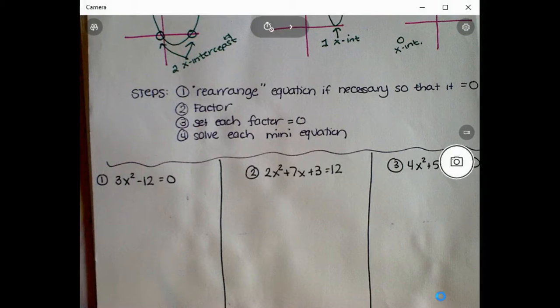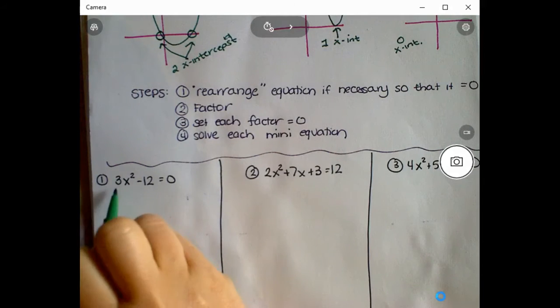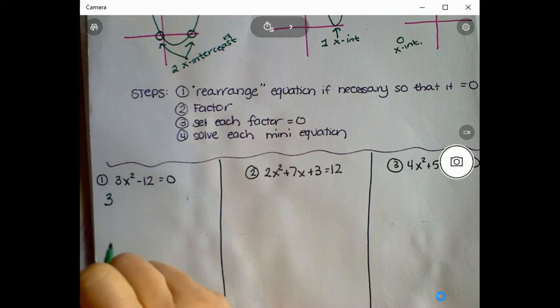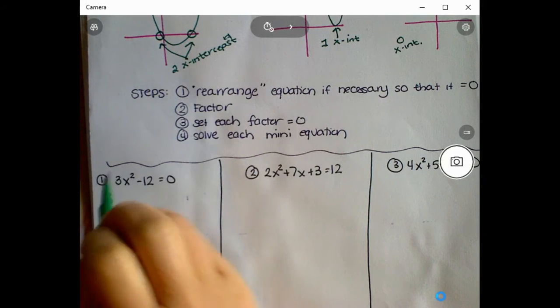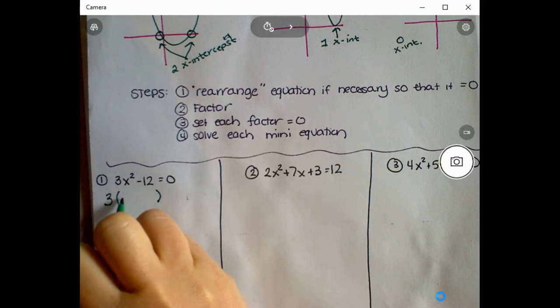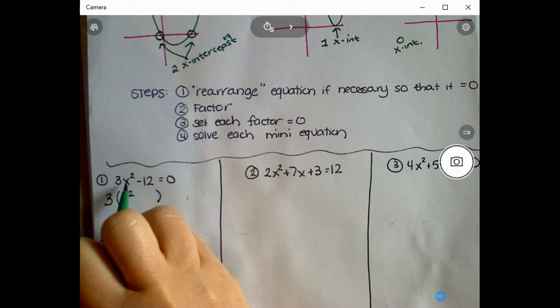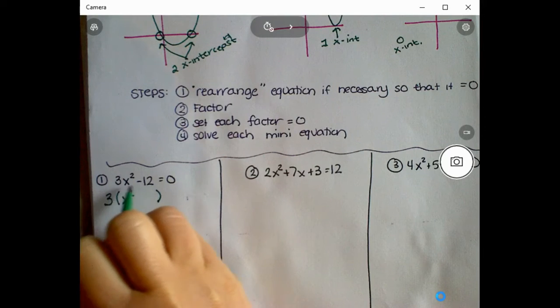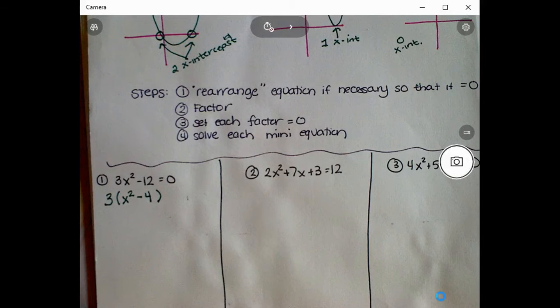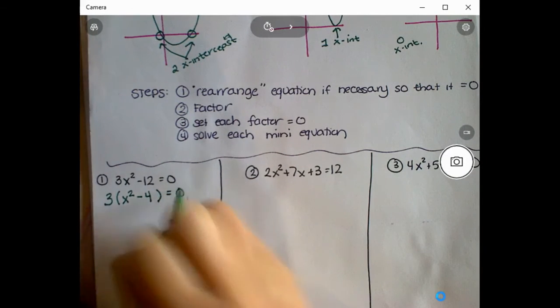When you factor, you should be asking yourself first, can I take anything out? Is there a GCF? Well, there is a GCF in these two terms. The GCF would be 3. That means both terms are divisible by 3. If you factor out a 3, you would be left with x squared, because 3 times x squared is 3x squared. And 3 times negative 4 is negative 12. And that equals 0.